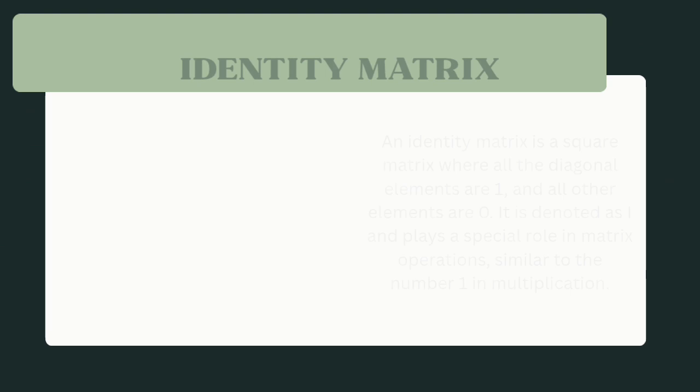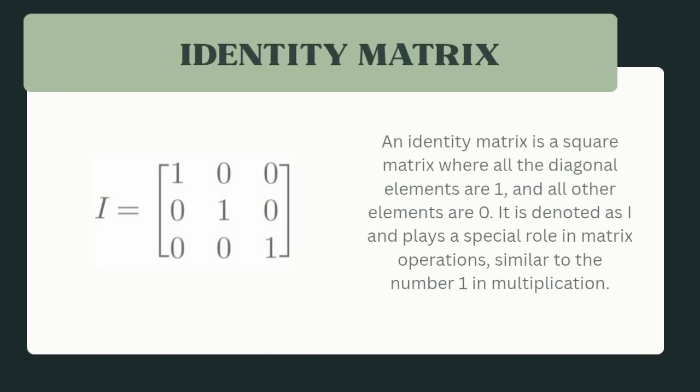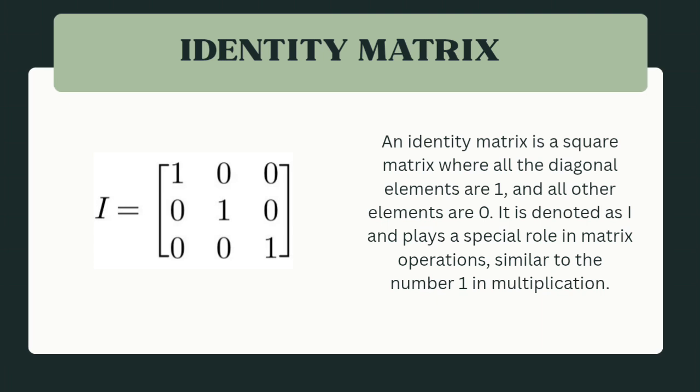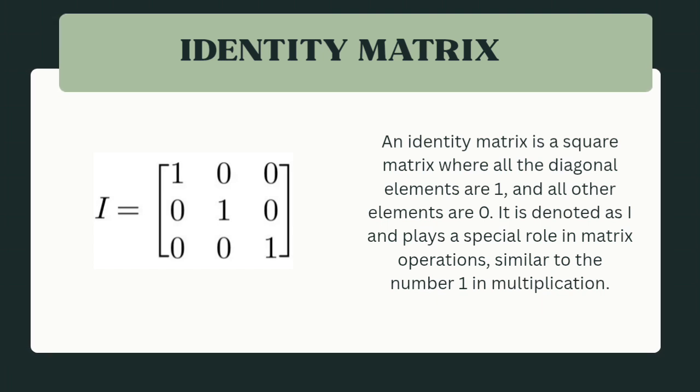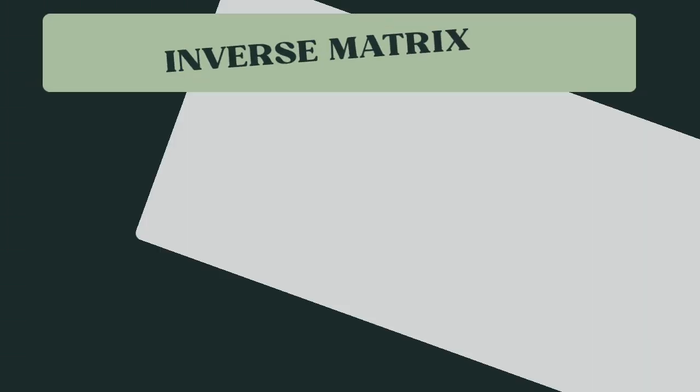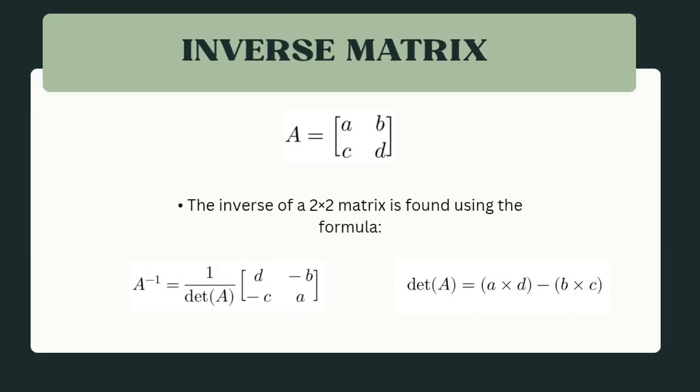Identity matrix. I equals 1 0 0, 0 1 0, 0 0 1. An identity matrix is a square matrix where all the diagonal elements are 1, and all other elements are 0. It is denoted as I and plays a special role in matrix operations, similar to the number 1 in multiplication. Inverse matrix. A equals a, b, c, d.